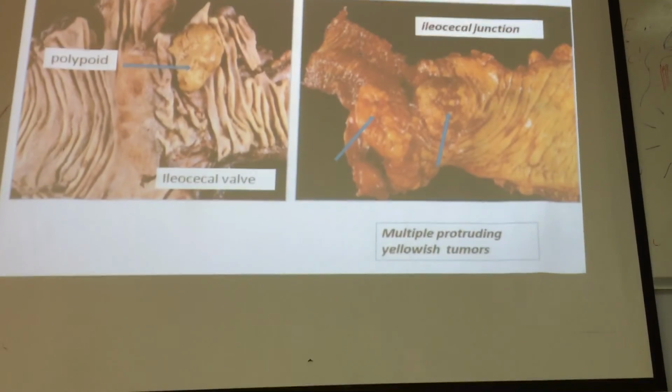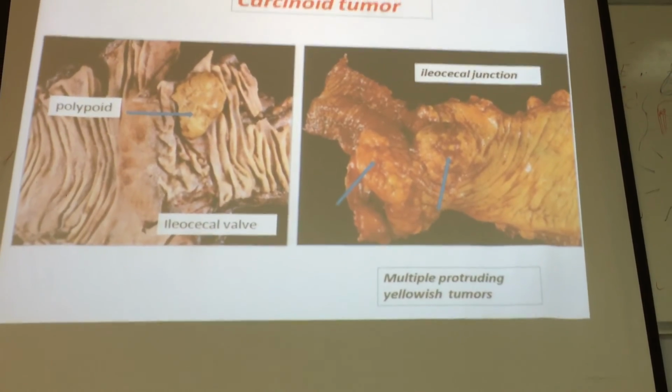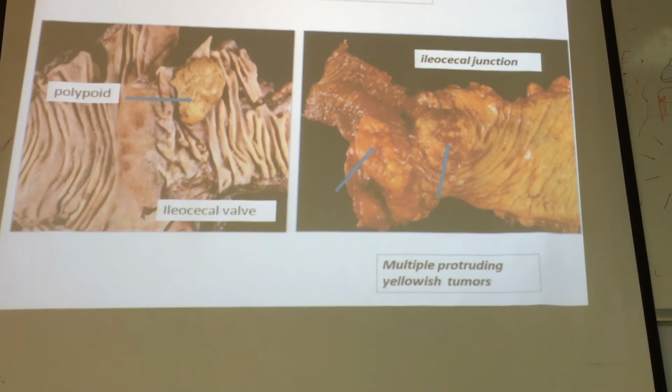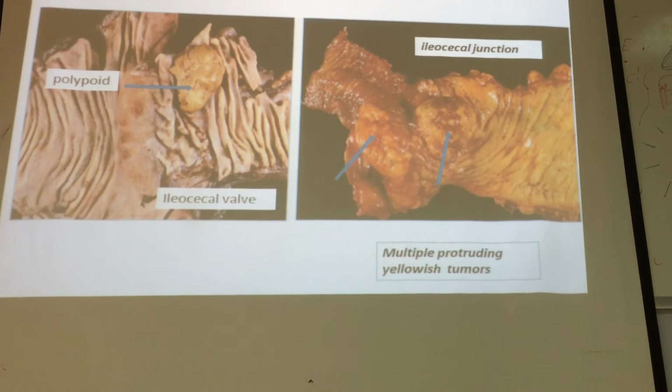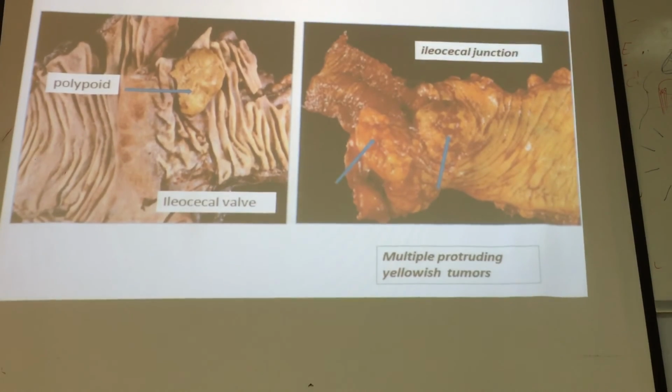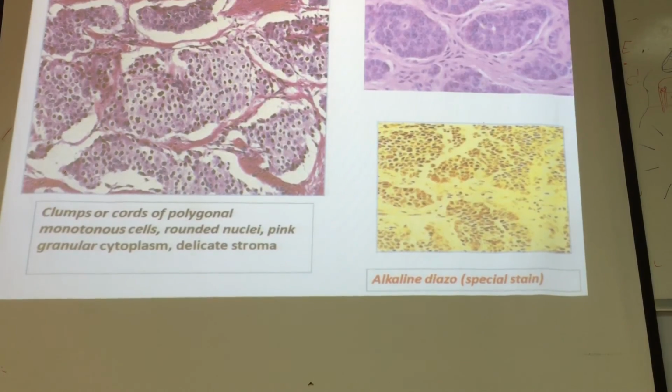Inshallah. So this is the carcinoid tumor. You have the polypoid projections. It can be solitary, it can be multiple. You can see the color, yellowish in color. And we were talking about the carcinoid syndrome.